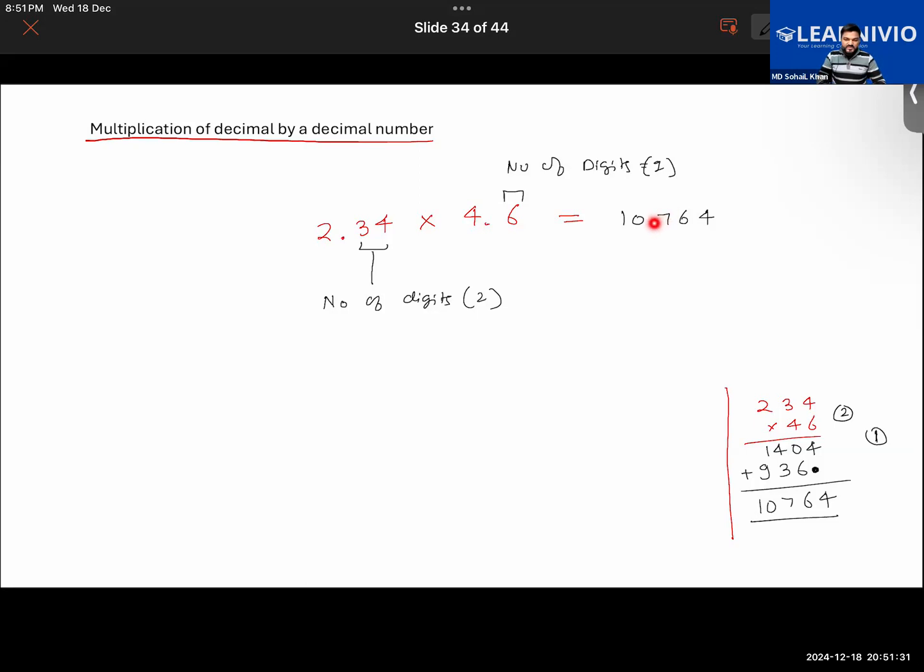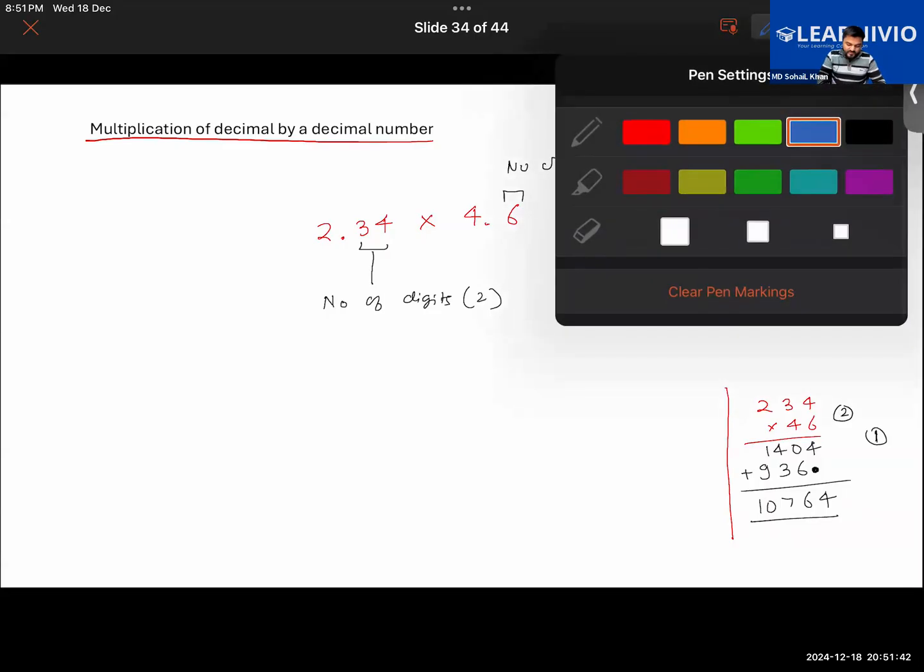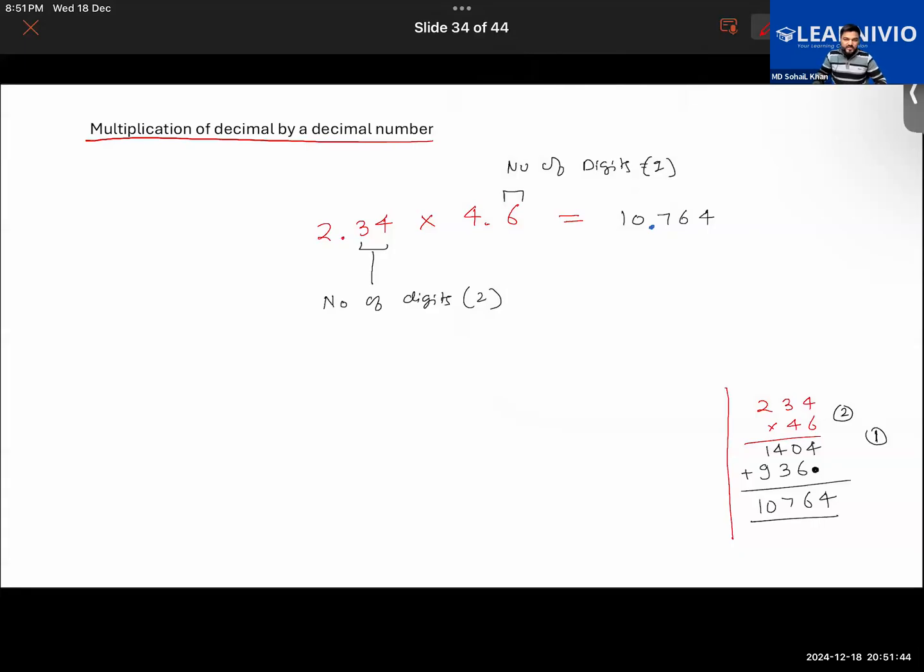So where should we put the decimal point now? Between 0 and 7. Exactly, between 0 and 7. So here we are going to put this decimal point. Hope you have understood how it has to be done. If yes, then do some questions.